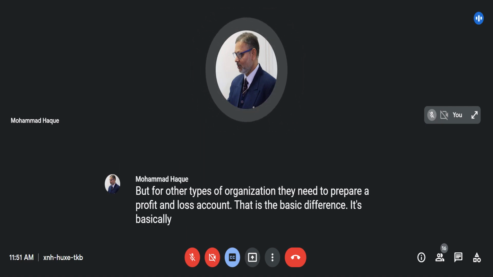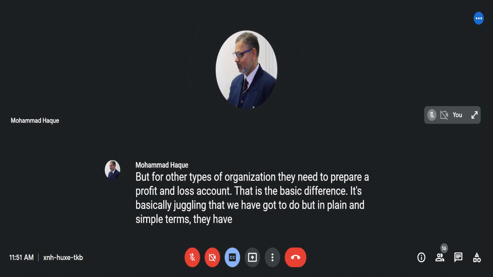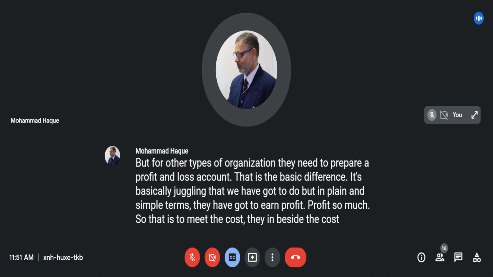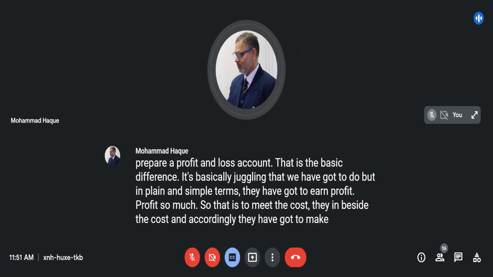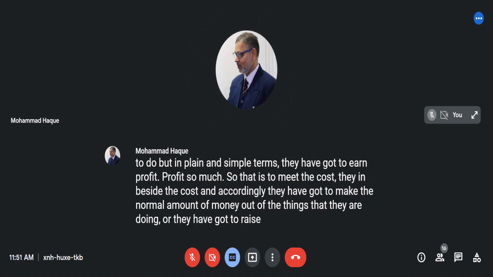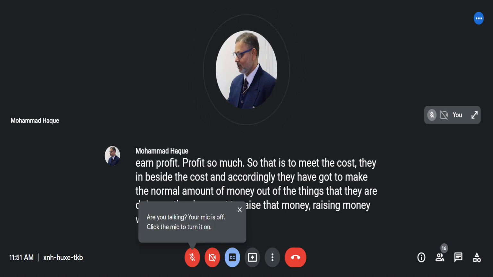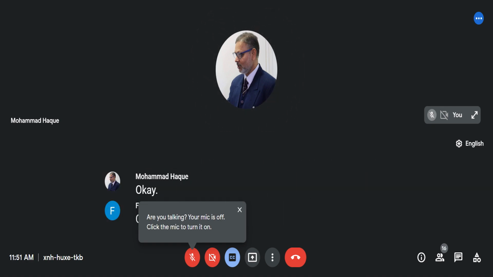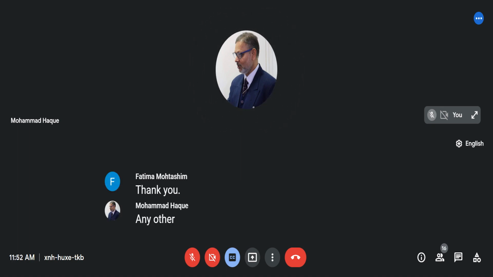It's basically juggling that we have got to do, but in plain and simple terms, they have got to earn profit. Profit so much so that it meets the cost. They envisage the cost, and accordingly they have got to make the normal amount of money out of the things that they are doing, or they have got to raise that money. Raising money will also come from some sources, and that will be considered as their income. Okay?